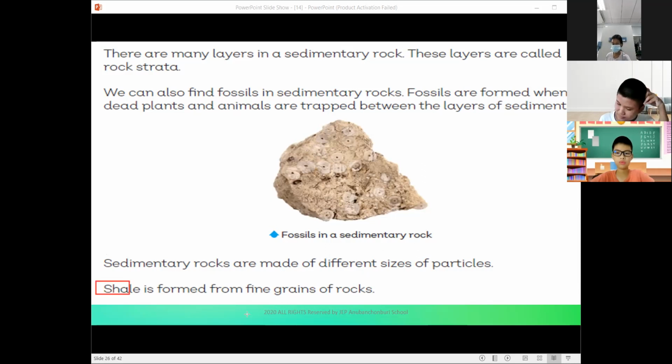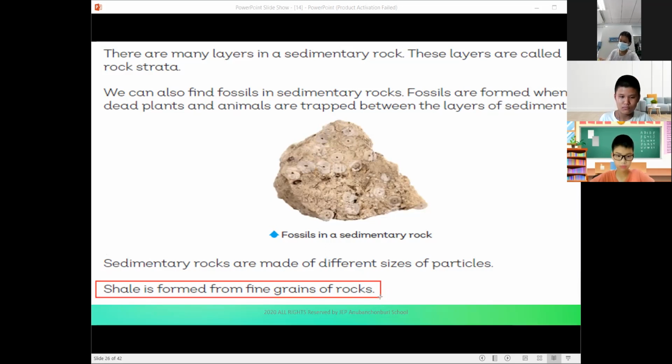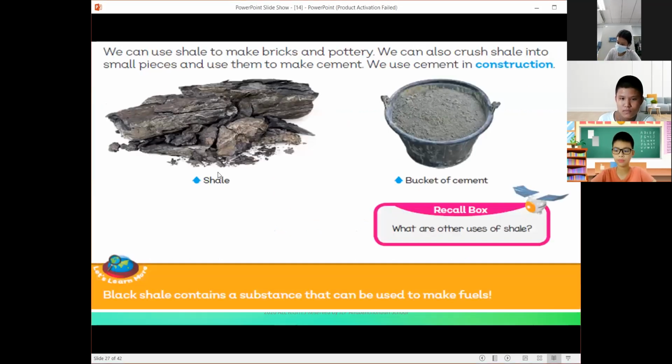Shale, I want you to highlight this one because you will answer questions later on that might involve this sentence right there. Shale is formed from fine grains of rocks. So, fine grains of rocks. Shale is used in making bricks and pottery. We can also crush the shale into small pieces and use them to make cement. We use cement in construction.